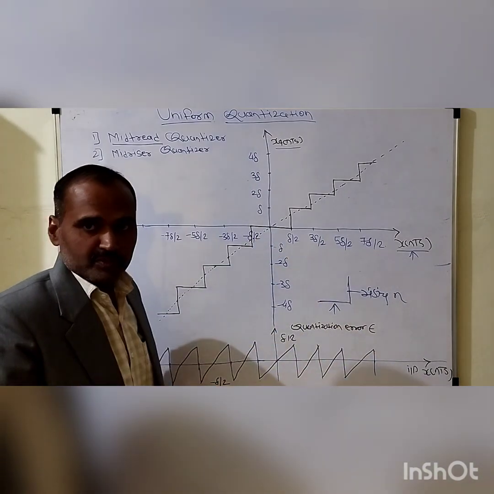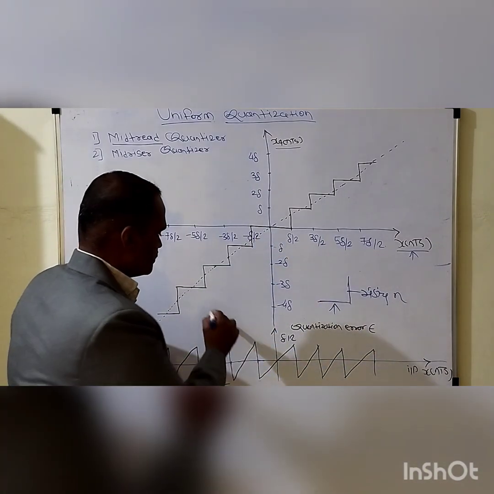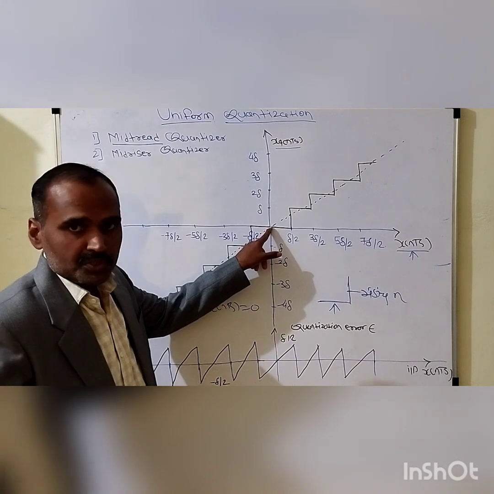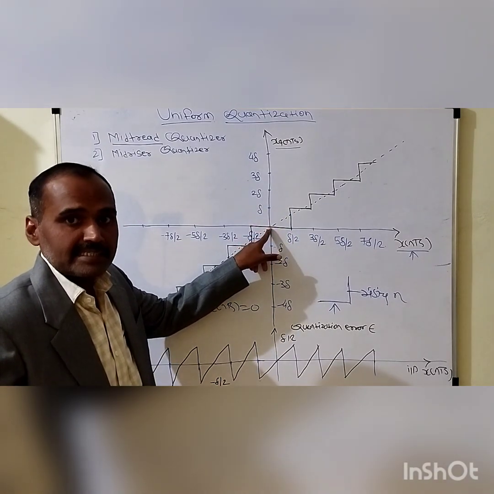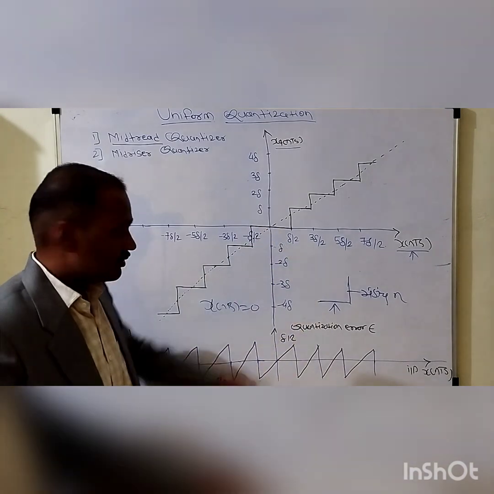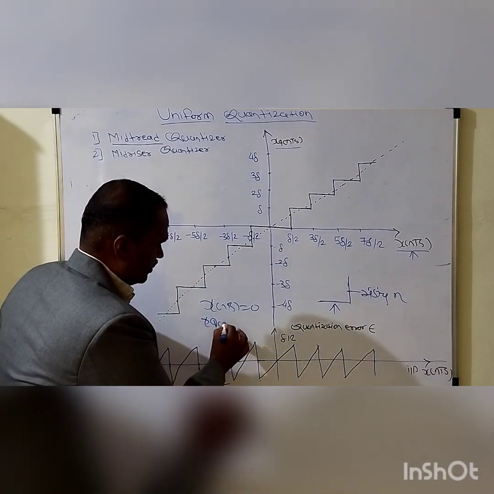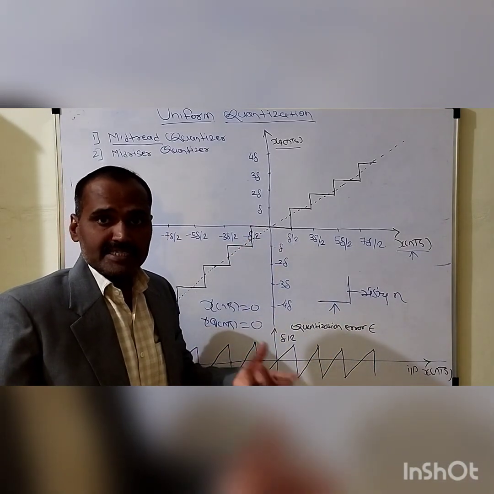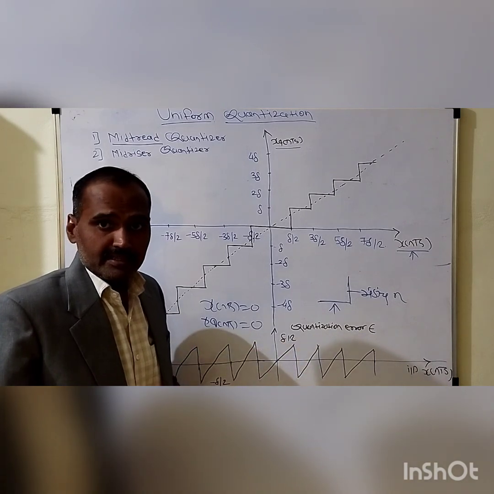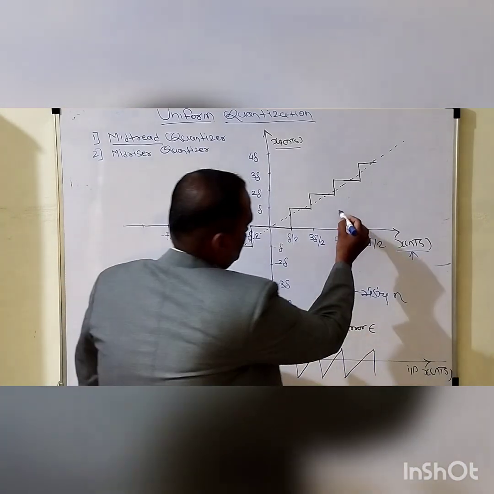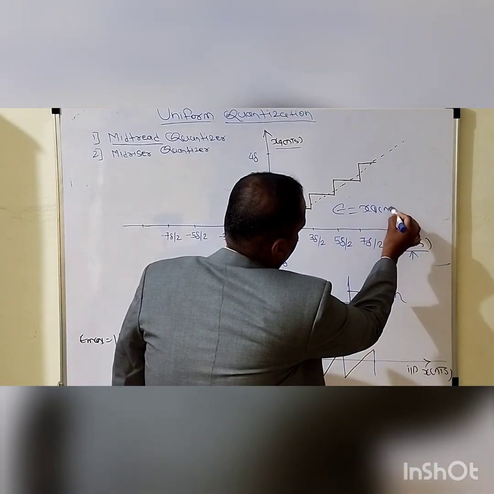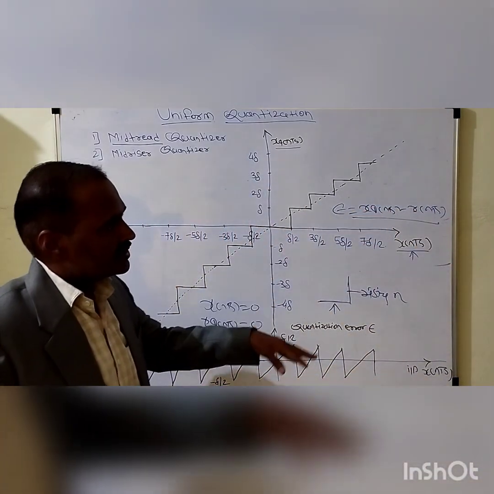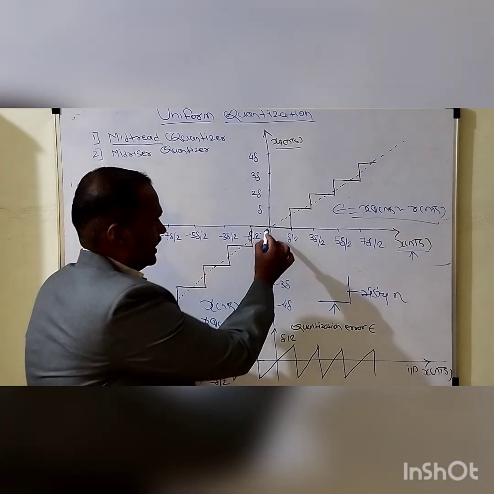At this origin, x(nTs) equals 0, meaning input equals 0. When x(nTs) equals 0, the output of the quantizer is also 0, meaning xq(nTs) equals 0. So at this origin the quantization error is also 0. The quantization error, denoted by epsilon, is the difference between xq(nTs) and x(nTs). Initially xq(nTs) is 0 and x(nTs) is also 0 at this origin, at this location.